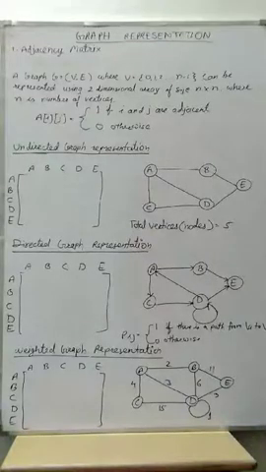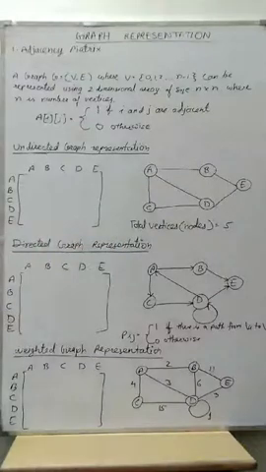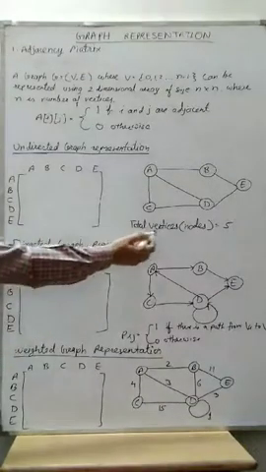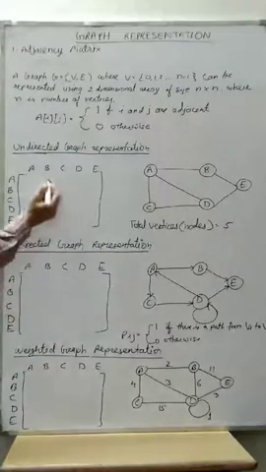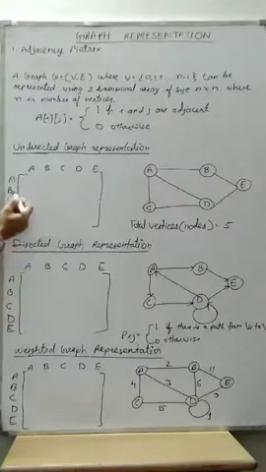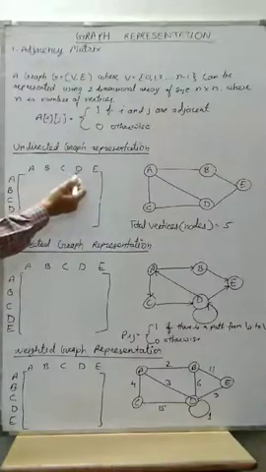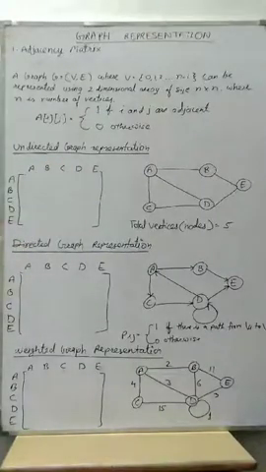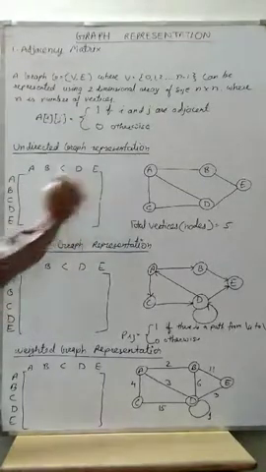So here is a graph where A, B, C, D, E are vertices or nodes. The total number of nodes equals 5, so the matrix should be of size 5 by 5: 5 rows A, B, C, D, E and 5 columns also A, B, C, D and E. So let's draw the adjacency matrix for this graph.